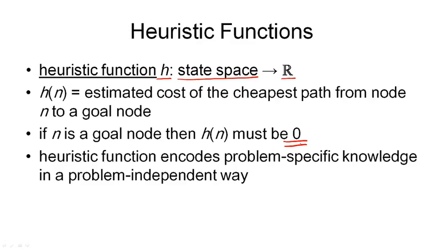A perfect heuristic function would always give us the correct distance to the nearest goal node. But if we had such a function, the search wouldn't be very hard. In fact, it would be trivial. Unfortunately, perfect heuristic functions are very hard to find for most of the problems we'll be looking at.